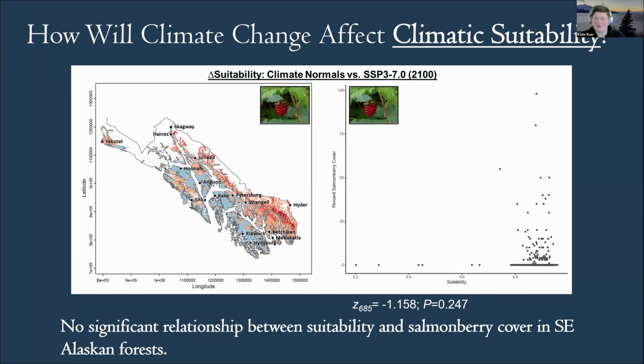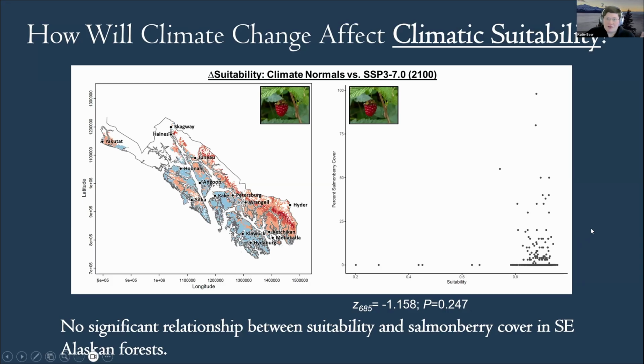On the plus side, no such relationship seems to occur for salmonberry, at least not for plots falling within the Tongass. If I do this analysis nationally, that relationship does exist. But for right now, this change in suitability within forested areas of the Tongass may not indicate much about changing cover of salmonberry in that particular region.